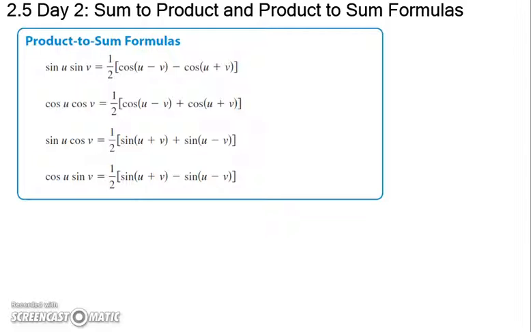If you notice the last 2, you have sine u cosine v and cosine u sine v, and you'll see that they're actually different formulas. One has a plus in the middle, one has a minus in the middle. That really depends on which order you choose to do it, because multiplication is commutative. We could take sine of u cosine v, just switch their orders, and it looks like the last one. So it doesn't really matter which one you use. It's going to be up to you.